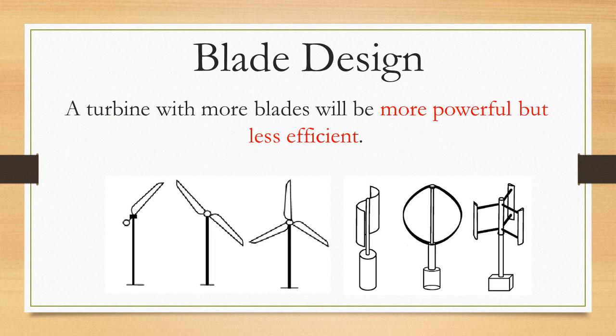So, a wind turbine with more blades will be more powerful, but less efficient. So it's going to have more power, but it's going to be less efficient or effective at turning that kinetic energy of the wind into electricity.